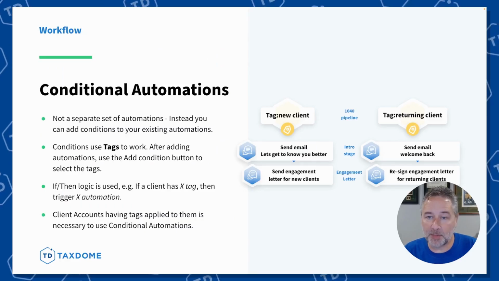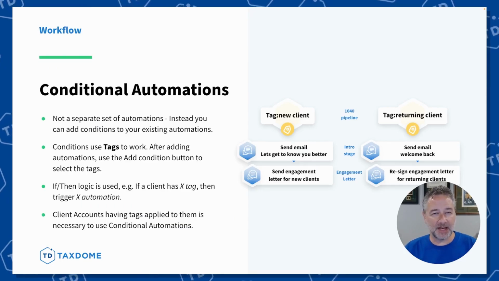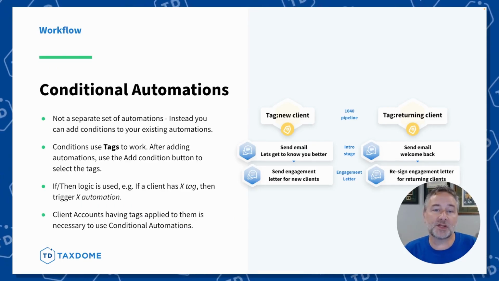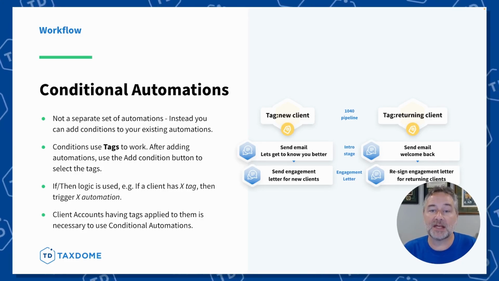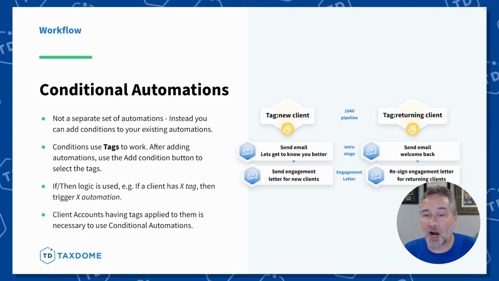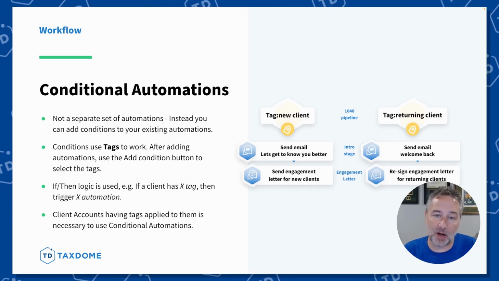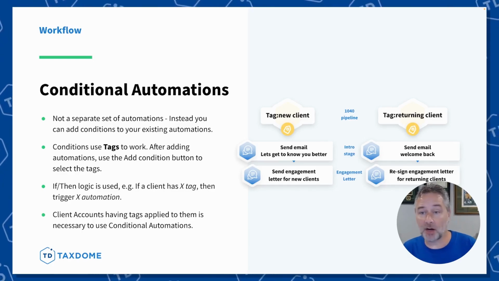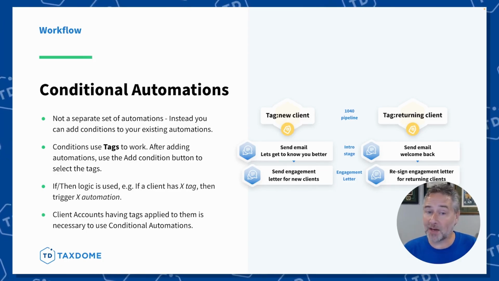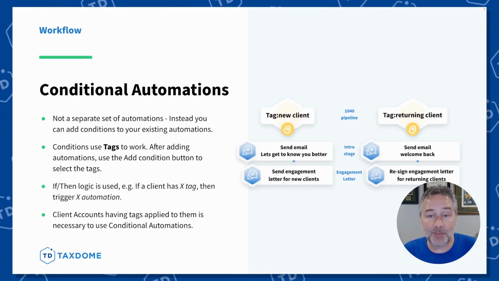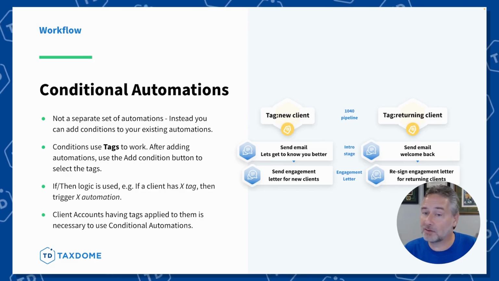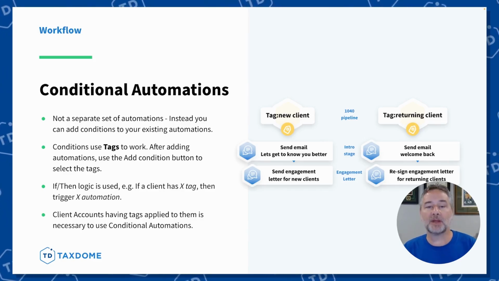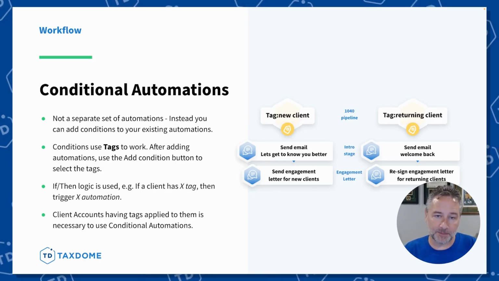Now I'm going to pull up a slide here to make this a little bit easier for everybody to see. So here we go. The very first thing I want to clear up here is that the conditional automations aren't a different set of automations. You will use the same ones that you use for your regular automations, but after you add one, you will have an option to add a condition to any one of them. I'm going to show you exactly how in a moment, but let me explain that a little bit more first.